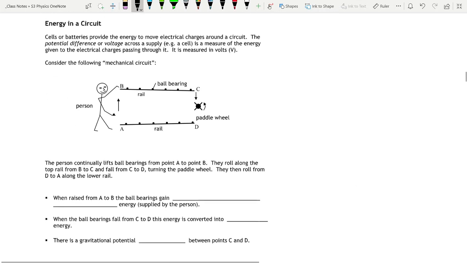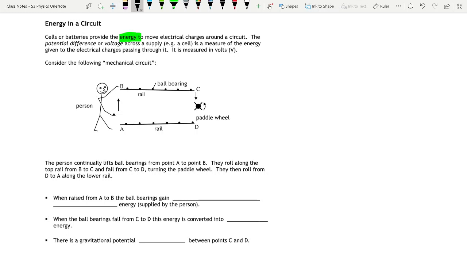So energy in a circuit. Cells or batteries, we've already said this, provide the energy, and I want you to highlight that because that quite often comes up, to move electrical charges around a circuit. The potential difference or voltage mean the same thing. Potential difference is just the fancier word for voltage. Across the supply it is a measure of the energy given to the electric charges passing through it.